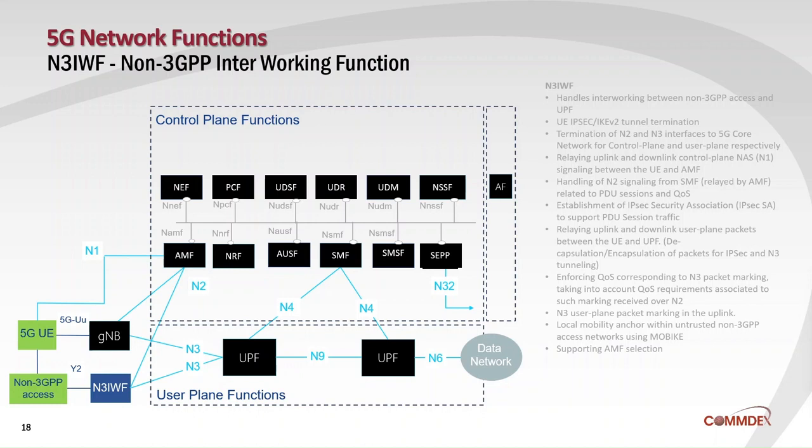The N3IWF, or non-3GPP interworking function, is the network function that handles interworking between non-3GPP access and the UPF. It supports IPsec tunnel establishment with the UE and relays over N2 the information needed to authenticate the UE and authorize it access to the 5G core network. It also relays uplink and downlink control plane NAS signaling between the UE and the AMF.